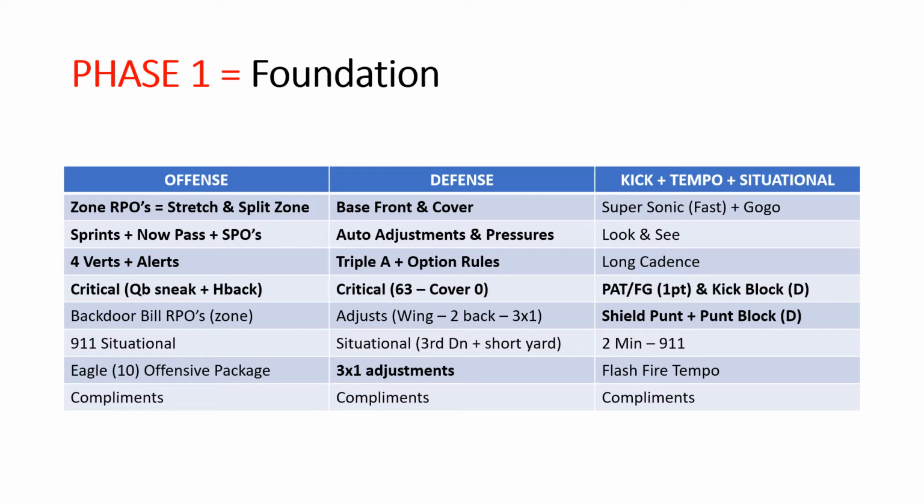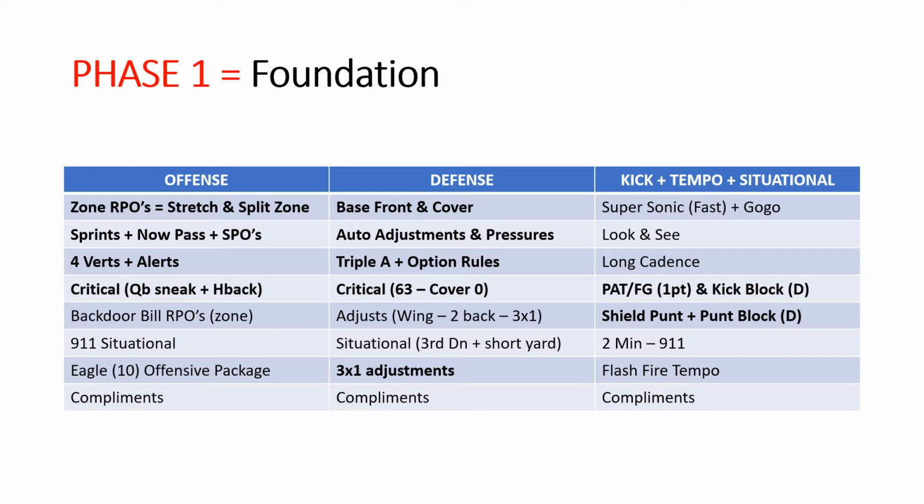The other ones to look at then are the backdoor bill RPOs, some situational. You could look at your eagle or 10 personnel offensive package, and then also complements off of those zone RPOs. Defensively, we want to get our base front and cover, and then auto adjustments to pressures, AAA, which is alignment, assignment, and action, down pat, and then your option rules.